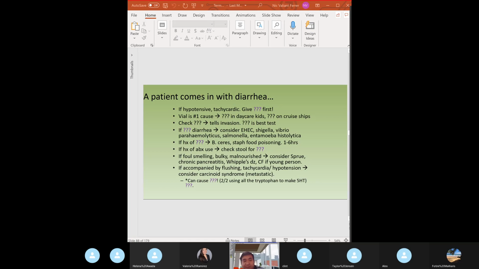think about chronic pancreatitis. If you have flushing, tachycardia, hypotension, think about carcinoid syndrome. Don't forget, it can also cause what? Vitamin deficiency. B12. B12, are we sure about that? Carcinoid syndrome. What's increased in carcinoid syndrome? Increase in 5-HT, serotonin, correct?